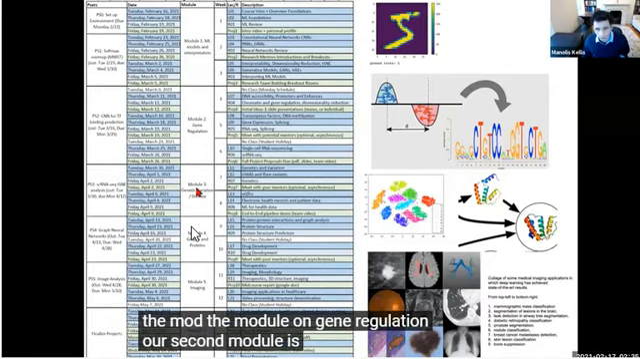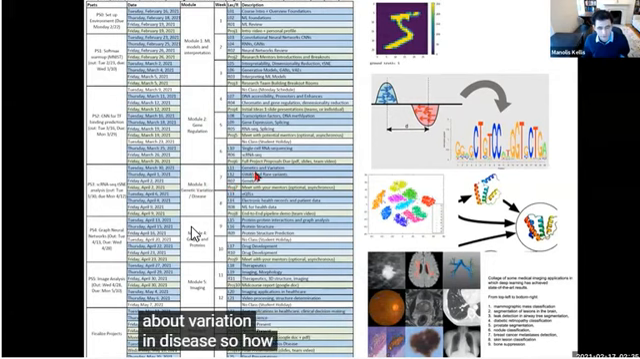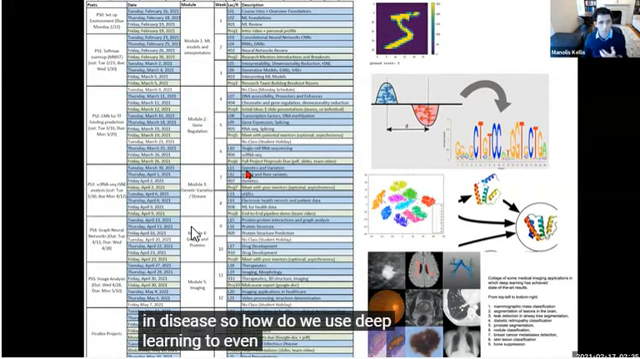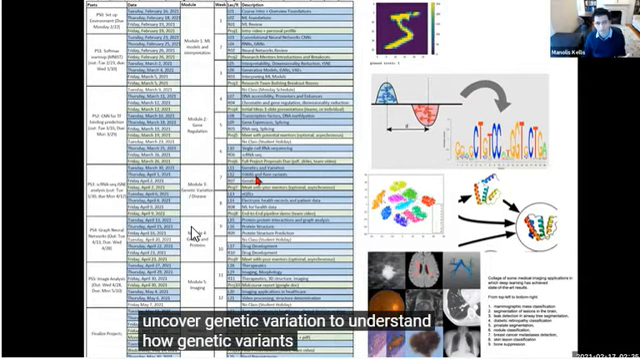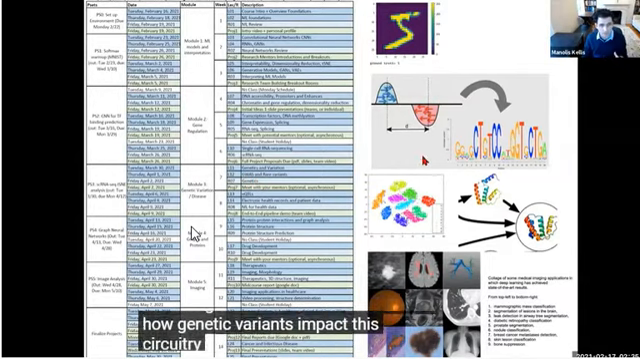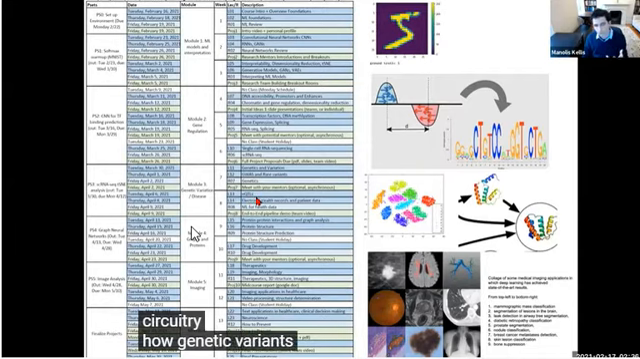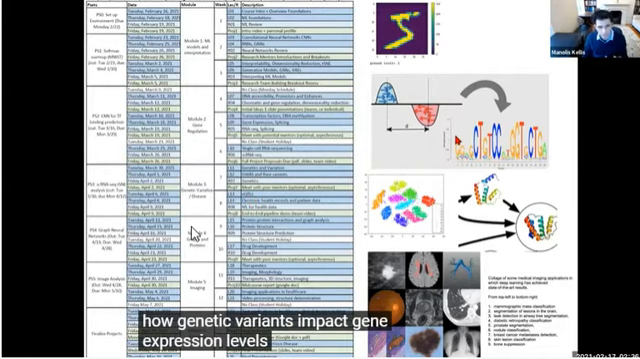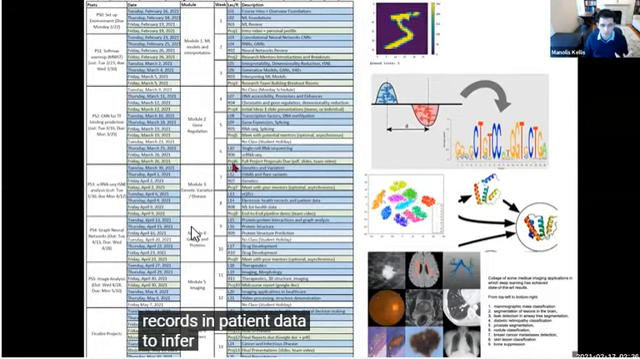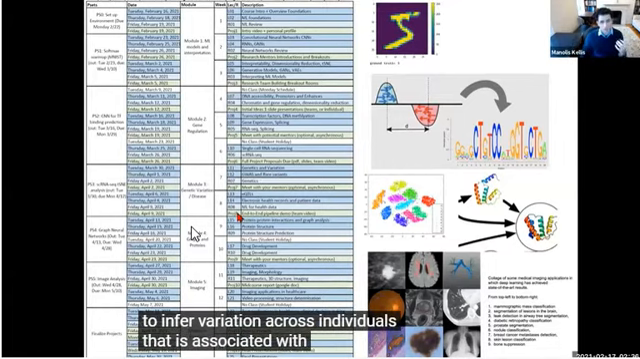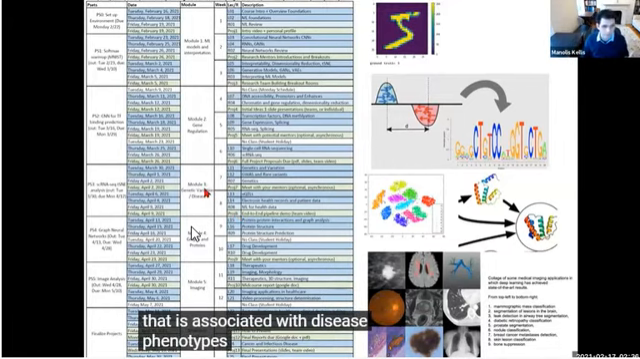Our third module is going to be all about variation in disease. So how do we use deep learning to even uncover genetic variation, to understand how genetic variants impact this circuitry, how genetic variants impact gene expression levels, and how we can exploit electronic health records and patient data to infer variation across individuals that is associated with disease phenotypes.